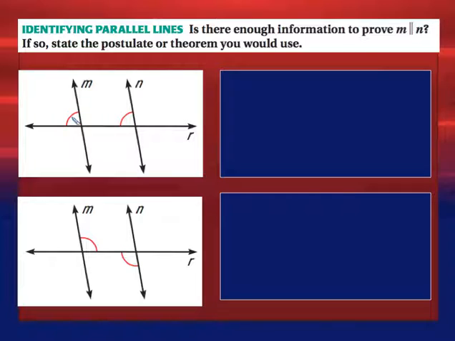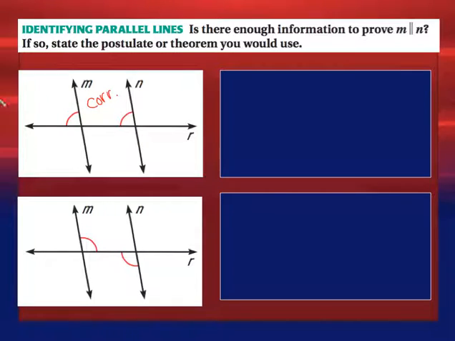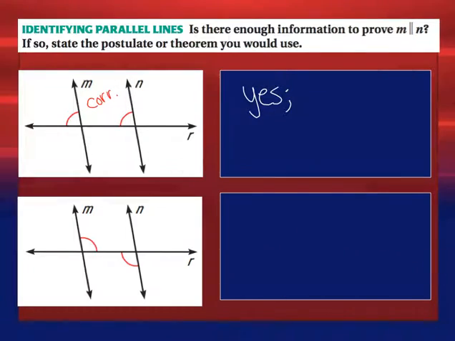What type of angles would you call these? They are corresponding. So if corresponding angles are congruent, which these are, is that enough to say the lines are parallel? And the answer is yes. So are these two lines parallel? Yes. And it says state the postulate or theorem you would use. Oh, I'm sorry. You would say corresponding angles congruent.